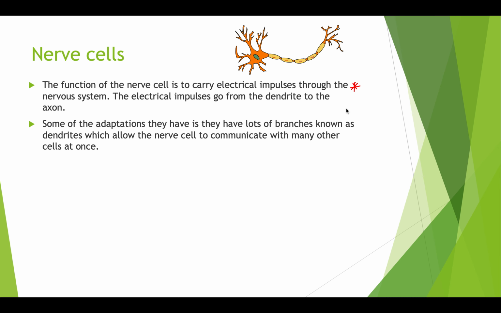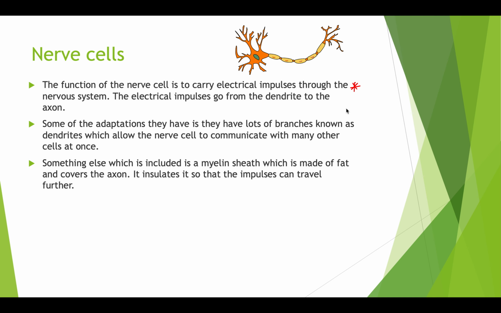So nerve cells are probably the biggest cells in our body. They can go up to a meter long. Something else which is included is the myelin sheath, and this is made of fat and it covers the axon. So it's like the outer layer of the nerve cell, and this insulates it, keeps it warm, so the impulses can travel further. So they want to get the impulses as far as they can without any issue.